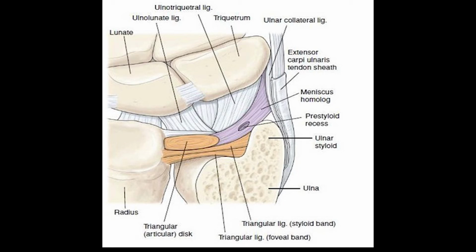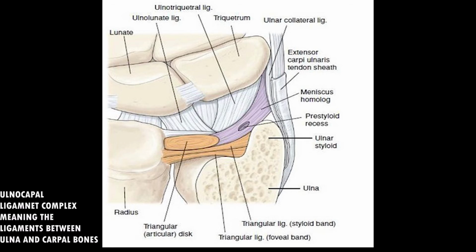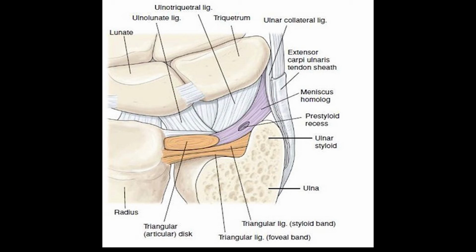Your TFCC comprises an articular disc, ulnar collateral ligament, dorsal and palmar ligaments, your ulnocarpal ligament complex, and the meniscal homologue. And guys, all the ligaments we will be discussing later in the video.